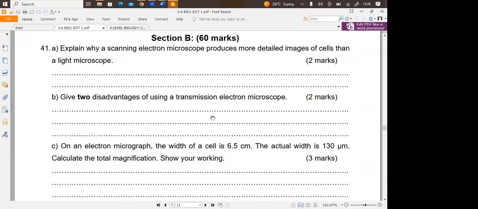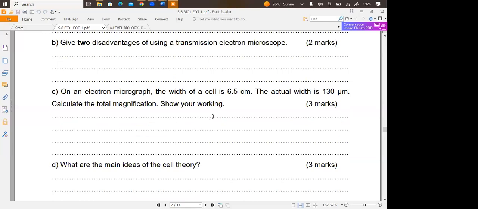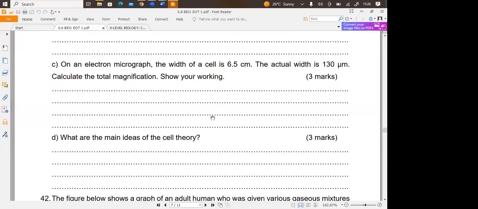Otherwise, don't pick out the notes for cell biology and say that today I'm going to read cell biology. You read, but at the end of the day, when they ask you a question, you may not even be able to answer the easiest question from that topic you claim to have been reading. Okay, then we have part C there. I want someone to work out part C.